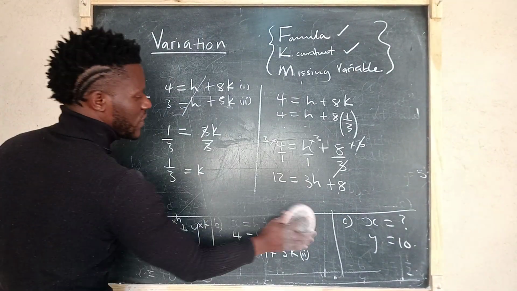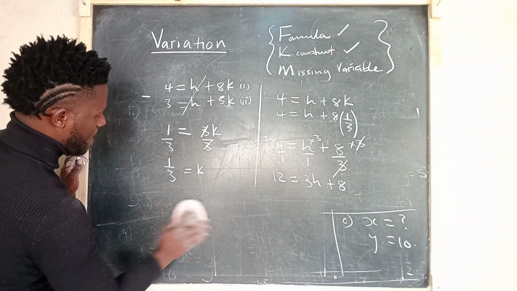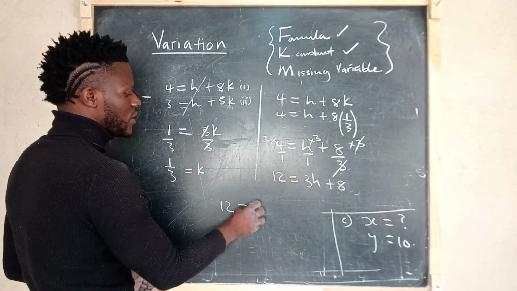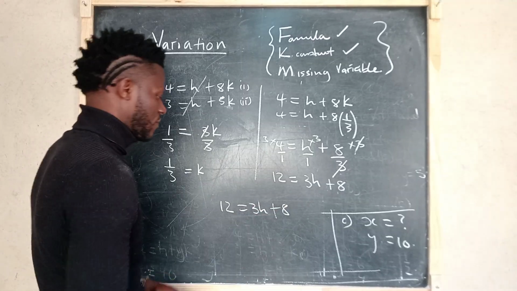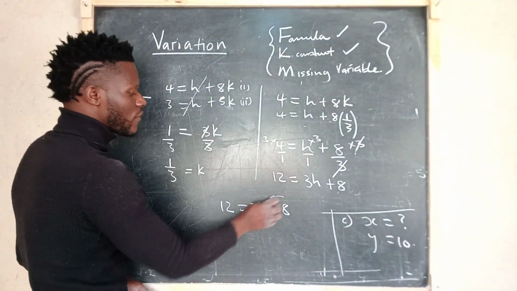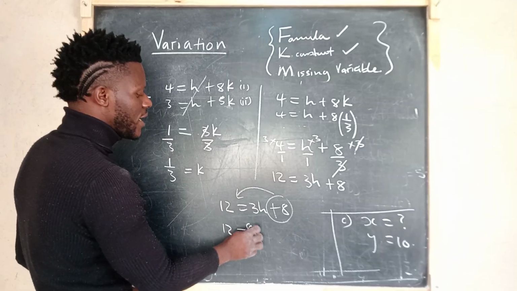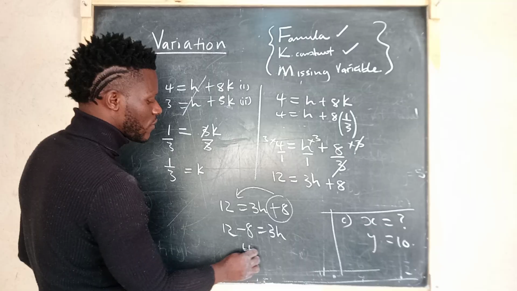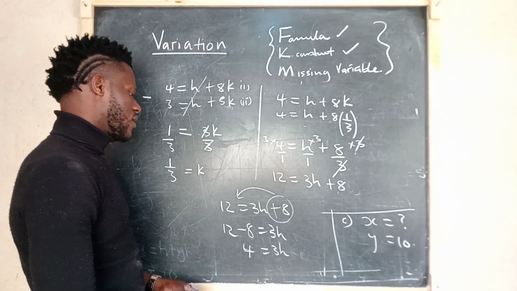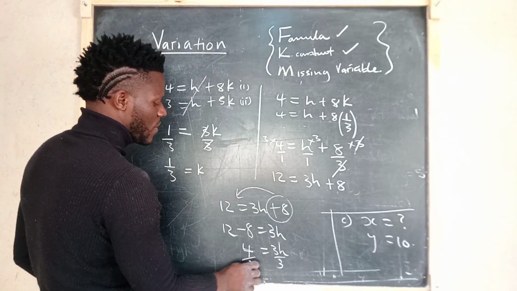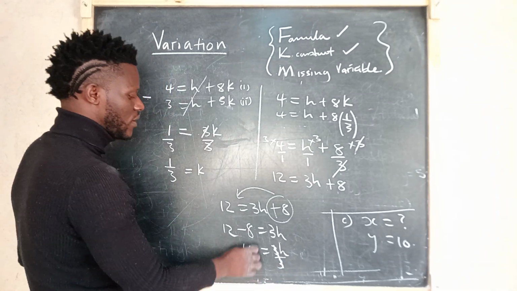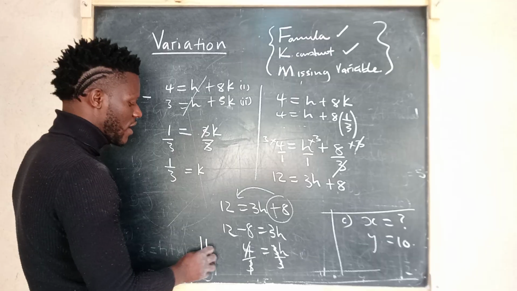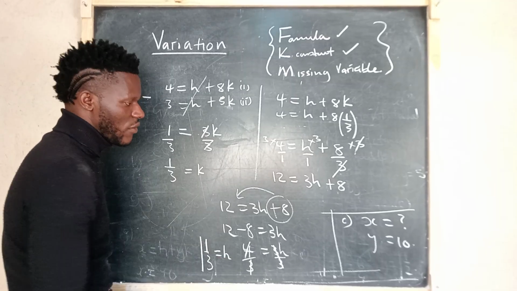Let me create more space here. Alright, 12 is 3h plus 8. By grouping, 12 minus 8 is 3h. 12 minus 8, that's 4, is 3h. Then we divide both sides by 3, by 3. 3 into 4, we get 1, remainder 1 over 3. That's the value of h.